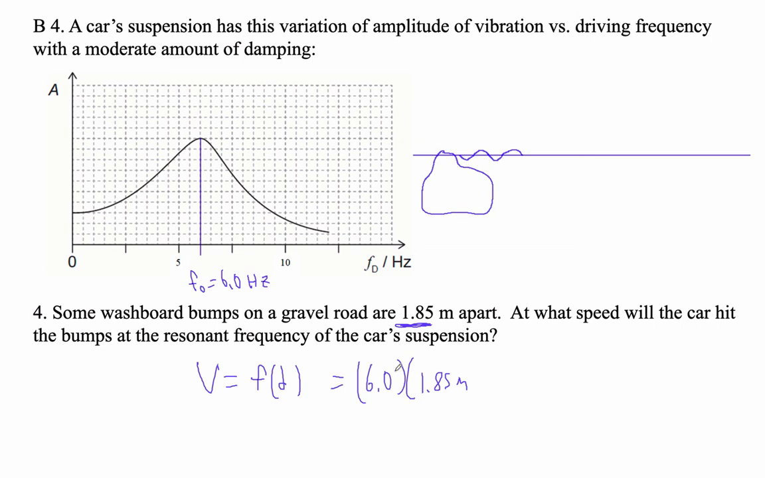Notice that this is cycles per second. This is meters, right? When we multiply that, we'll end up with meters per second. So 6 times 1.85 is 11.1 meters per second, which is about 25 miles per hour. And that's a real typical speed for washboards to cause your car to just go crazy.